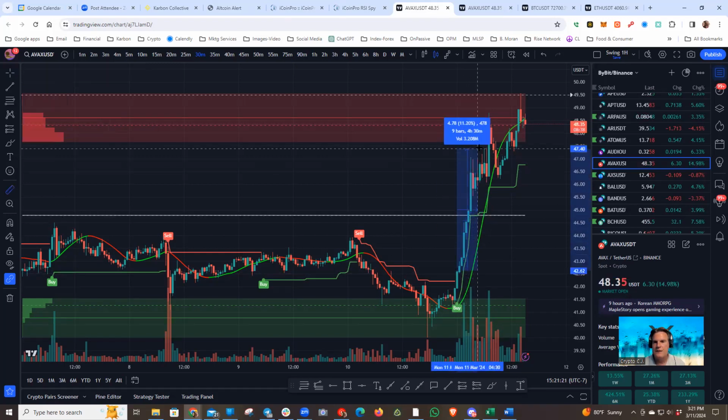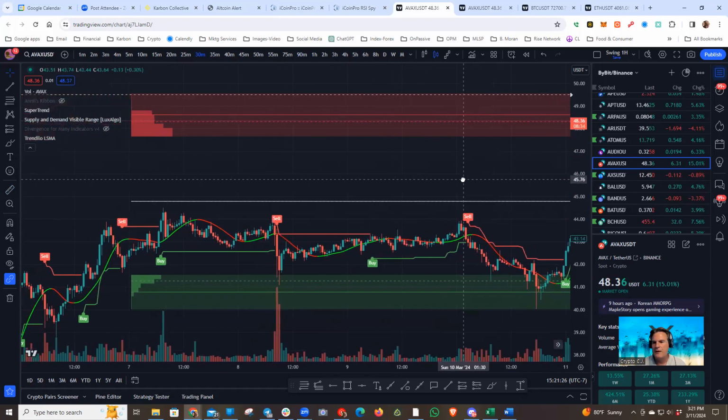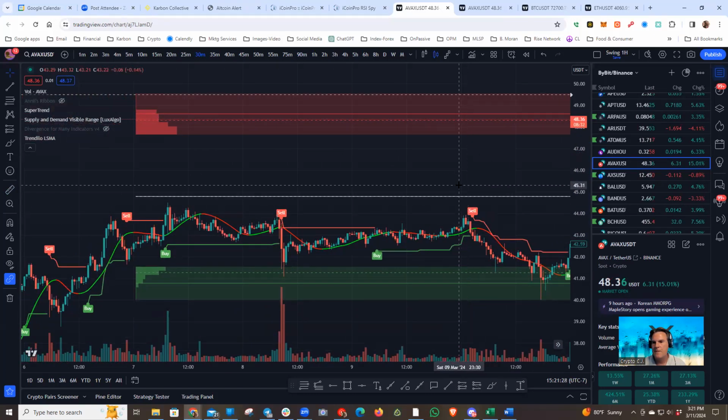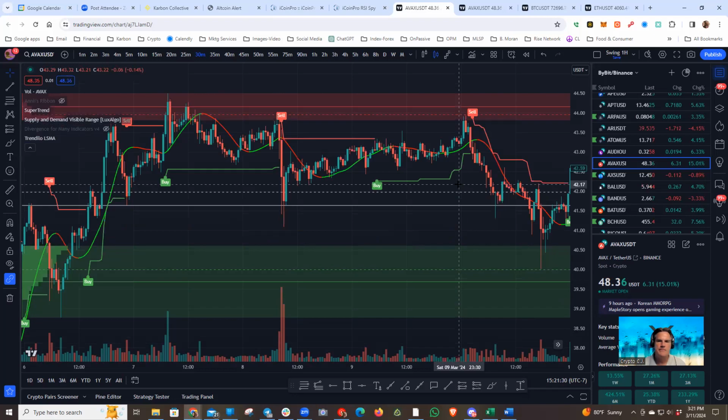And then you can see it go to the red zone. Not sure if that would have been the red zone at that time. Not quite.